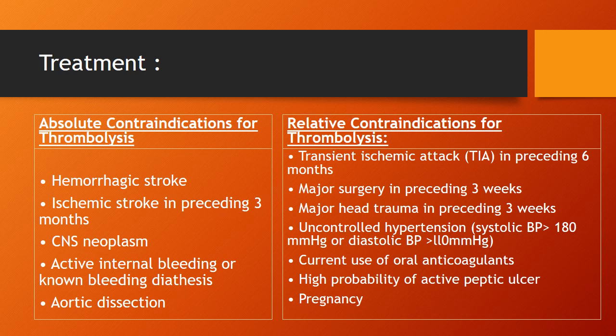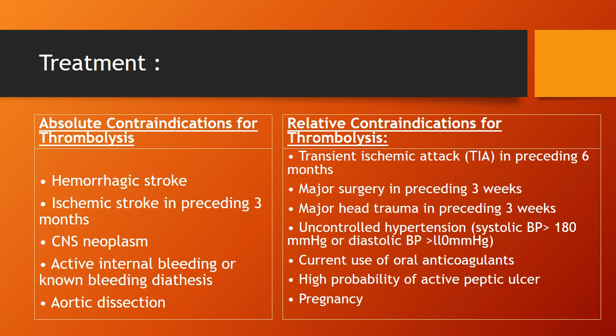The contraindications to thrombolysis can be categorized as absolute or relative. The absolute contraindications include hemorrhagic stroke, ischemic stroke in the preceding 3 months, CNS neoplasm, active internal bleeding or known bleeding diathesis, aortic dissection. These all are absolute contraindications for thrombolysis.